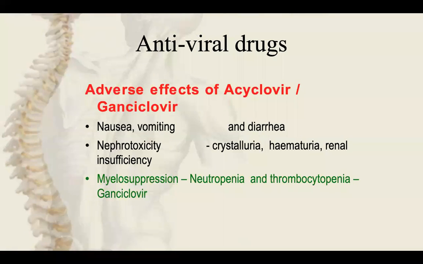Adverse effects of acyclovir and ganciclovir: they may produce nausea, vomiting, nephrotoxicity, diarrhea, crystalluria, hematuria, and renal insufficiency. Myelosuppression, neutropenia, and thrombocytopenia may be produced by ganciclovir.